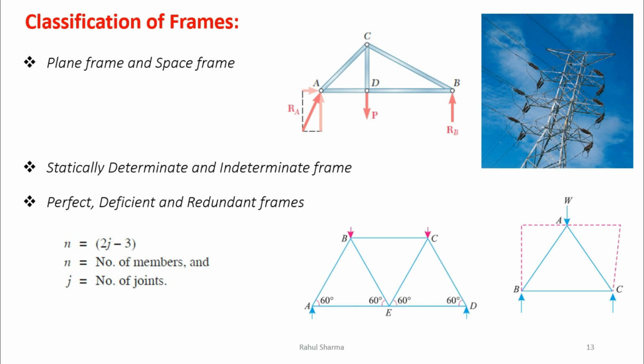If I talk about this one, how many members are there? You can count 1, 2, 3, 4, 5, 6, 7. So n is 7. How many joints? A, B, C, D, E, 5 joints. So 5 into 2 is 10, 10 minus 3 is 7. So left hand side is 7, right hand side is 7. So this is again a perfect frame.